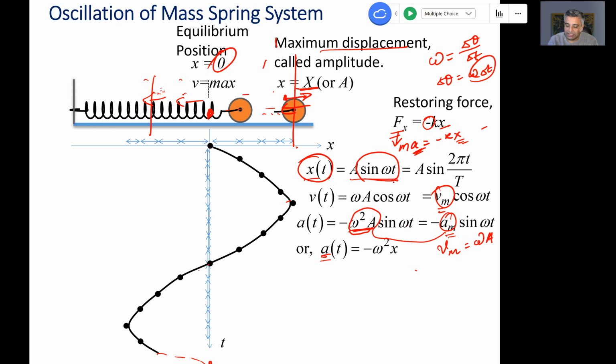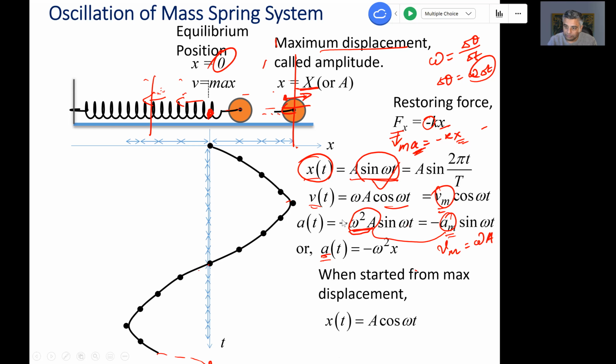And when position has a sine, then speed is going to have cosine. If the position was cosine, then the speed would be sine. They are kind of opposite, okay? So that's how it works out. That's what I'm saying here. If we had started from the maximum position, then the position would be cosine rather than sine, and so on. So yes, max or m means maximum here, okay, folks?